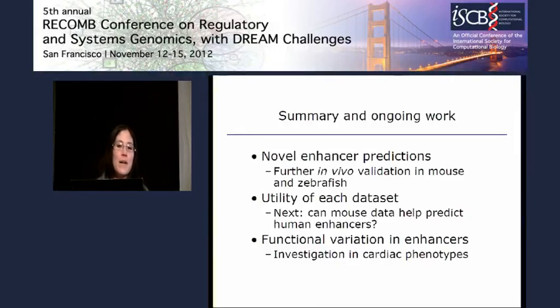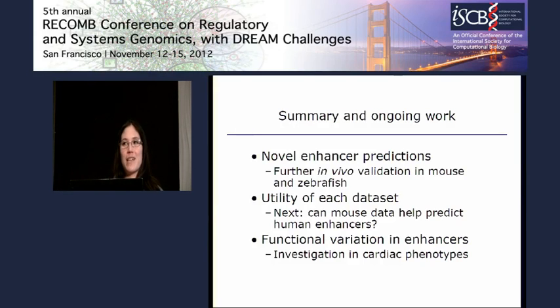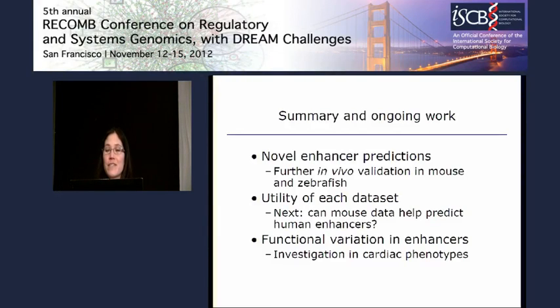So just to wrap up, I've shown you how we have many novel enhancer predictions. We're currently doing further in vivo validation in both mouse and zebrafish, so we can start to get some quantitative performance scores for how well we're actually doing in vivo. And I showed you how we've analyzed the utility of each data set, and so far we've just looked at the human data sets, and next we're going to look at mouse and other species where we have a lot of data that might inform where especially deeply conserved enhancers might be. So we'll be evaluating whether mouse data can be used to help us predict human enhancers.